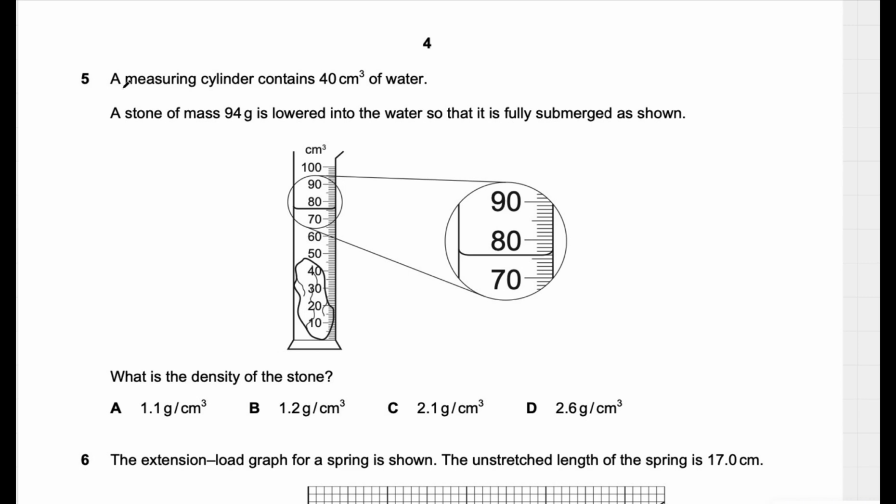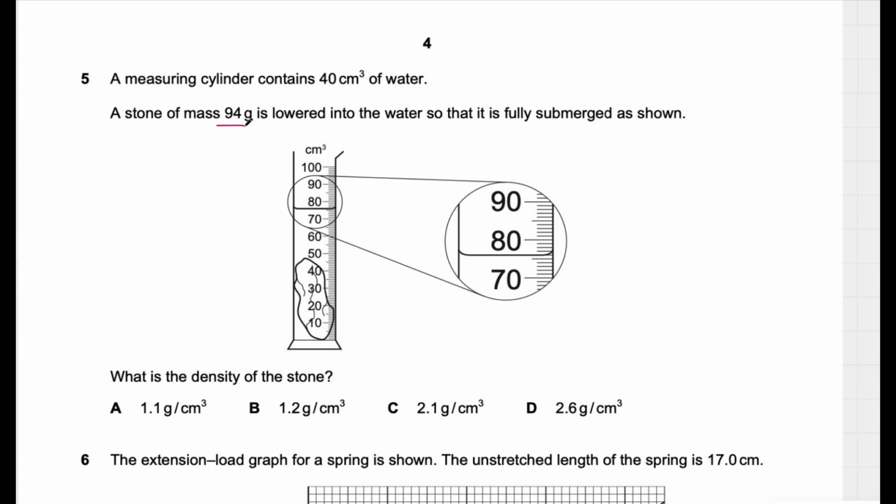We say a measuring cylinder contains 40 centimeter cube of water. So the water in this measuring cylinder is 40 centimeter cube. But we've exerted something in it, right? So the volume has increased to a certain number. A stone of mass 94. So the mass of the stone is 94.